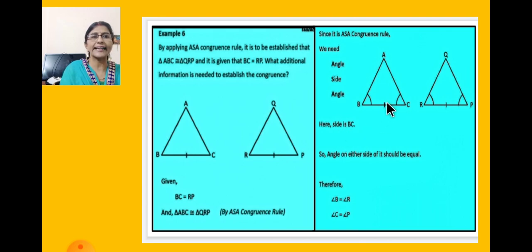Now here the side is BC. Now what we will do, we need to take angle B, and angle B should be equal to angle R. Similarly we need angle C to be equal to angle P. So these are the additional information needed to prove these two triangles are congruent by the ASA congruence rule.